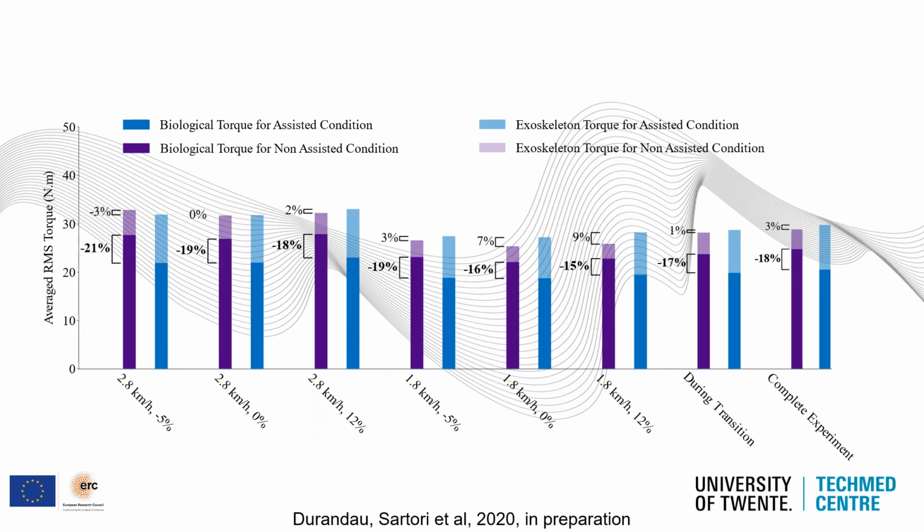Reduction in biological torque in dark blue and purple was achieved in all tested conditions as well as during transition between conditions. Importantly, when the exoskeleton torque in light blue and purple is added on top of the biological ankle torque, we can see that the total amount of torque needed to locomote is similar. Only the biological torque during assistance from our human-machine interface is reduced, with the assistance taking up a percentage of the torque generation to locomote.